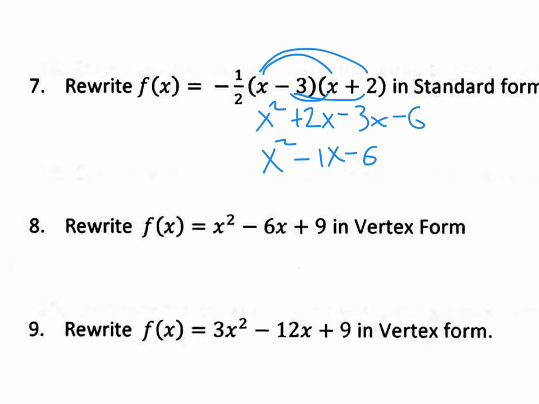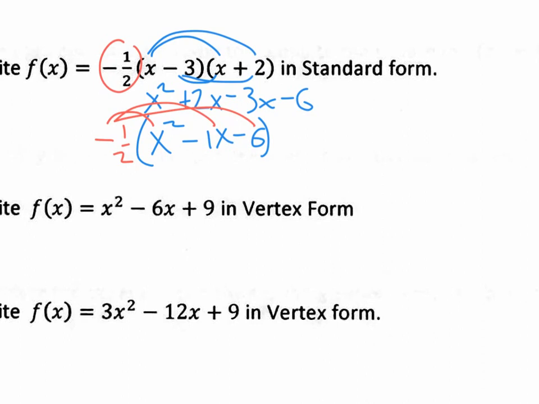That's my new standard form quadratic trinomial, but I still have the negative 1/2 that I need to have out here in the front. So I still need to distribute that in order to be done with my standard form quadratic trinomial. So negative 1/2 times x, negative 1/2 times negative 1, negative 1/2 times negative 6. You're going to get your new quadratic trinomial equation that says f of x equals negative 1/2 x squared plus 1/2 x, and last but not least, plus 3. And we are done.